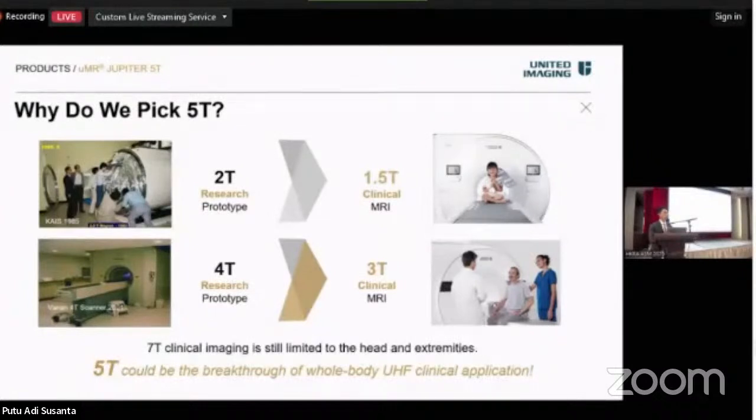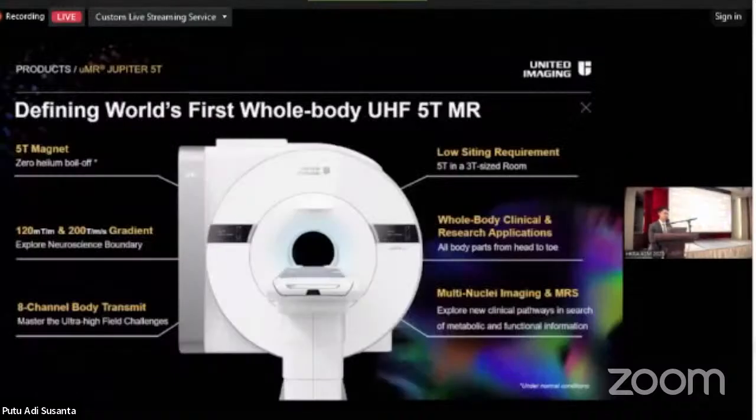At the moment, we do have 7T commercial offerings from several vendors. However, their clinical use is limited to the head and MSK applications. So we think that 5T could be the breakthrough of whole body ultra high field MR applications. With that, let me introduce the 5 Tesla scanner from Yantai Imaging.